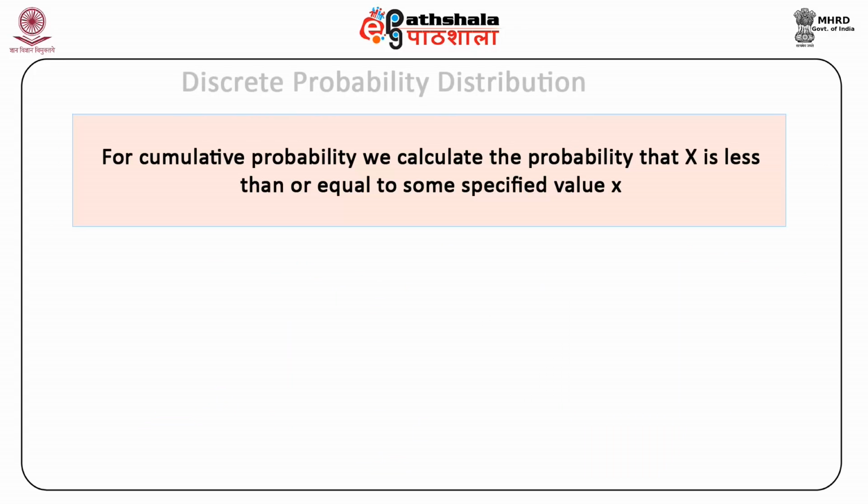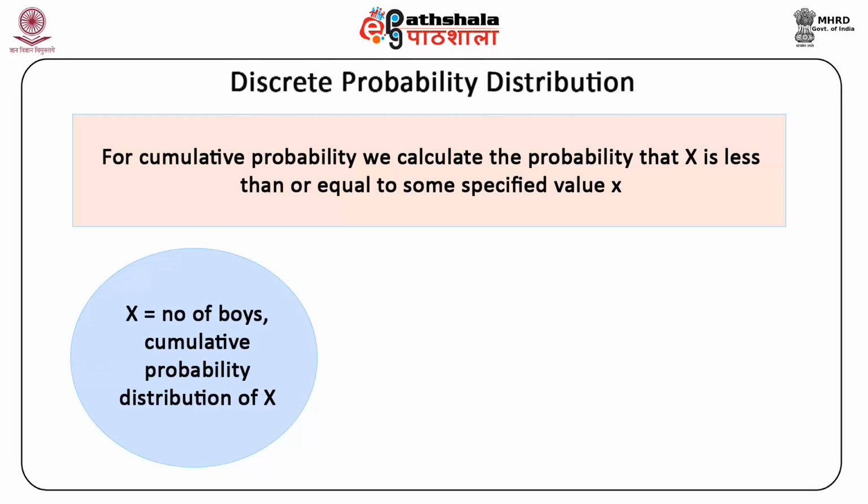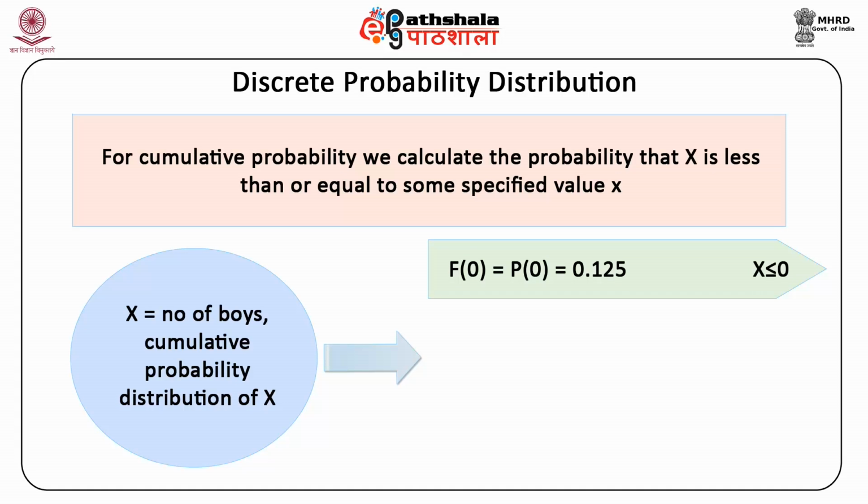For cumulative probability, we calculate the probability that X is less than or equal to some specified value x. For example, by cumulating the probabilities p(x) of the above example of X, which is equal to the number of boys, as x varies over the given range of 0 to 3, we obtain the cumulative probability distribution of x as given below. F of 0 is equal to P of 0, which is equal to 0.125 when x is less than or equal to 0. F of 1 is equal to P of 0 plus P of 1, which is equal to 0.125 plus 0.375, which is equal to 0.5 when x is less than or equal to 1.